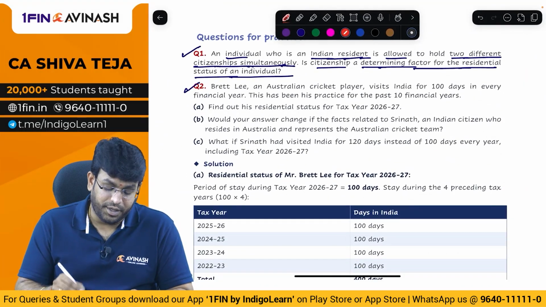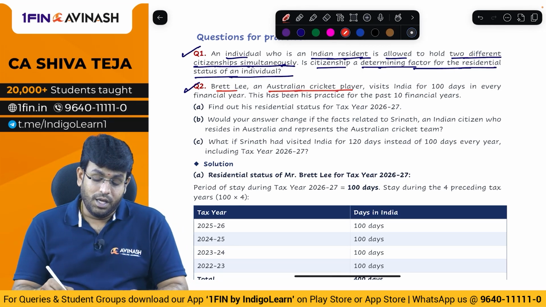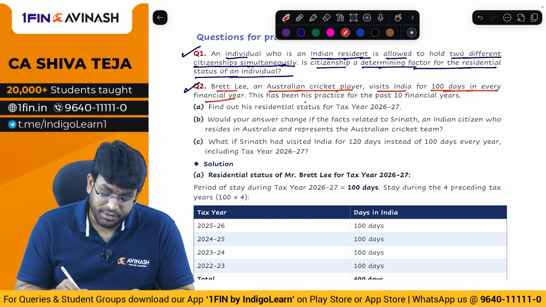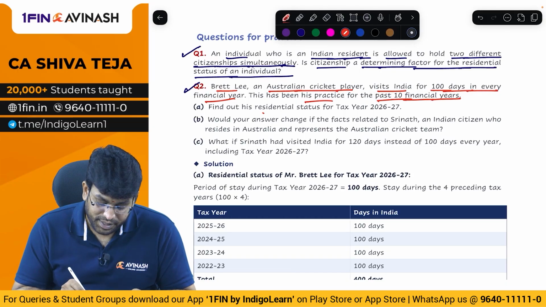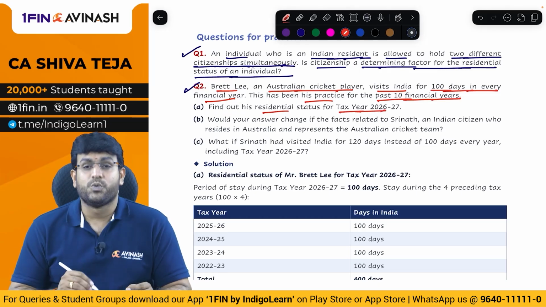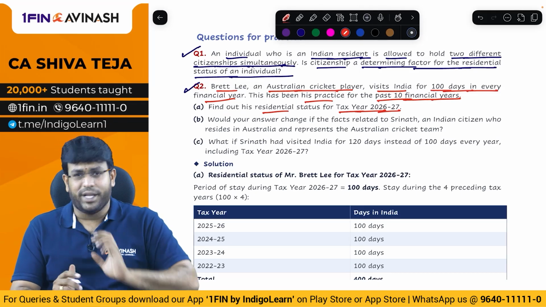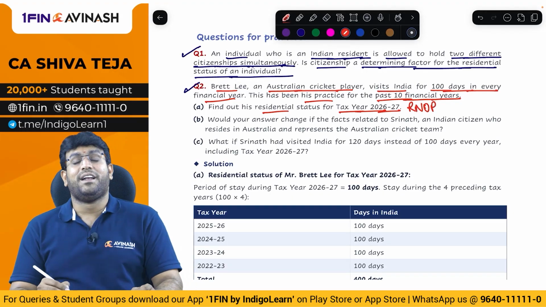Please carefully concentrate. Brett Lee, an Australian cricket player, visits India for 100 days in every financial year. This has been his practice for the last 10 years. Find out residential status for tax year 26-27. Straight answer, 100 days every year. Same question I already solved for you. He will become resident but not ordinarily resident.